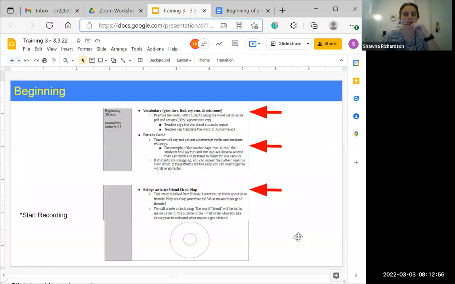Okay, perfect. All right, so in the beginning of a lesson, there's three main parts. We have the vocabulary. This is where you introduce maybe 5 or 6 words to your students to help them practice the vocabulary that they will see in the book. The second part is usually a game or an activity. This helps students practice the vocabulary even more. And the third part is a bridge activity. And this helps introduce the themes of the story. Okay, so now we'll go into more detail of each section.